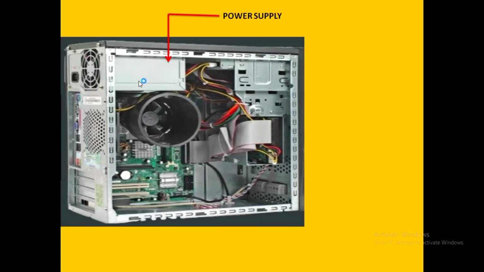Okay students, after that, the next part is the hard drive. We know that computers have a hard drive where we can store different types of information permanently. You can see it pointed here. So this is the hard drive.